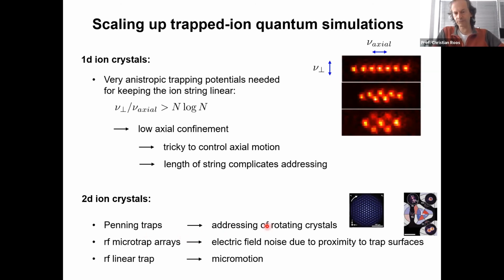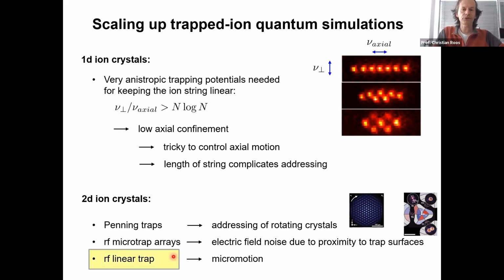Penning traps are difficult because these ion crystals tend to rotate fairly rapidly, which makes single ion addressing a big challenge, and also measuring the ions one by one in a spatially resolved manner. Microtraps are difficult because you need to bring ions very close to the trap surfaces, and then you get electric field noise living on these trap surfaces. And RF traps are not easy because then you have ions sitting at locations where they feel the strong driven motion, the radio frequency motion, of the ion trap.